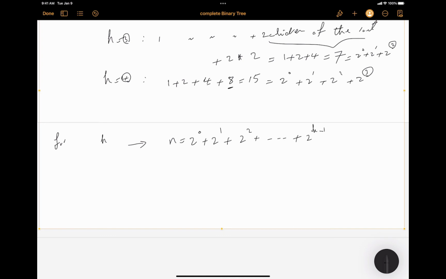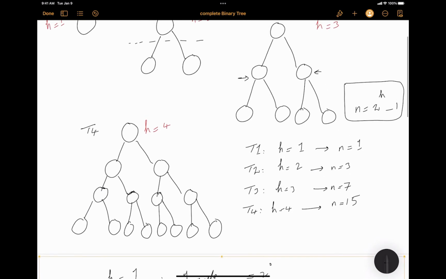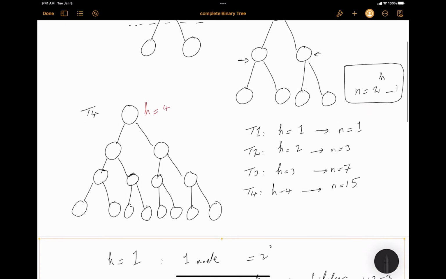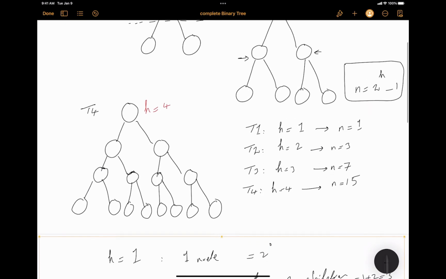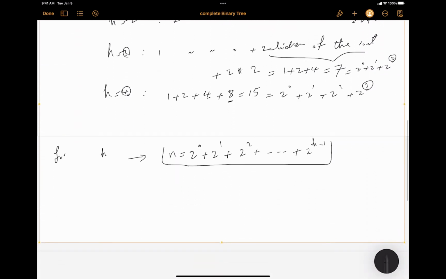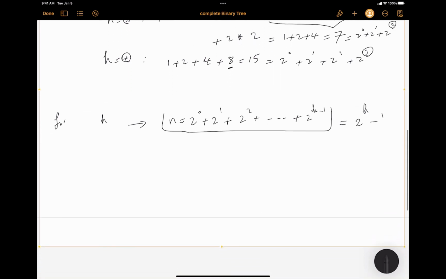Now we found that this is the formula for the number of nodes in a complete binary tree, and now we're going to see how we can actually prove that it is equal to 2 to the power h minus 1. However, we need to prove this theorem. So we're going to use the proof by induction technique in order to prove that 2 to the power 0 plus 2 to the power 1 up to 2 to the power h minus 1 is equal to 2 to the power h minus 1.